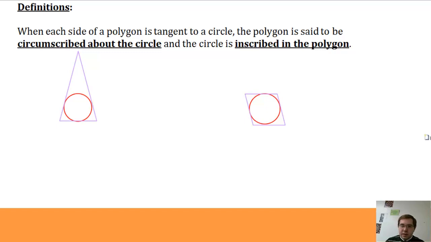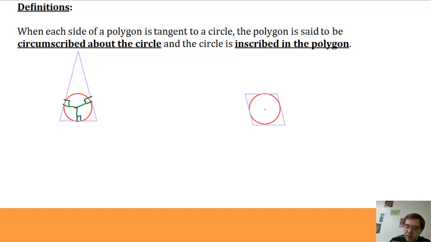The circle is inside, so it's inscribed. The polygon is outside, it's around, so it's circumscribed. I've drawn 2 examples here. I've got a triangle circumscribed about the circle, which means each side of the triangle is perpendicular to my circle. It's tangent to my circle. So if I draw the center of the circle, I've got a perpendicular line there, there, and there. If that's true, then each side of the triangle, all 3 sides, are tangent to my circle, so the triangle is circumscribed about the circle.